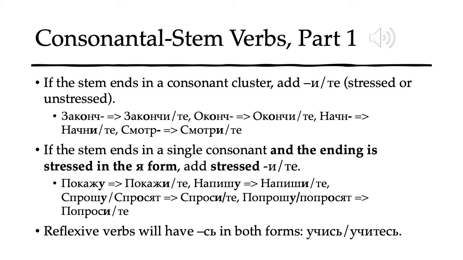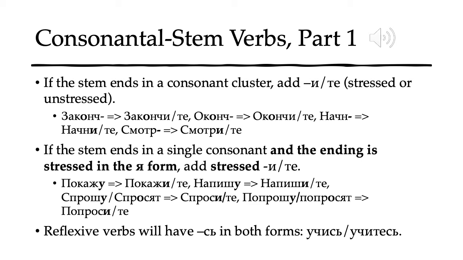The stress shifted back to the stress of the infinitive and the я form. So if the stress is on the ending in the infinitive and the я form, that's where the stress is going to be for the imperative as well. So something to keep in mind with these shifting stress verbs. And we need to know that because if the stem ends in just a single consonant and the ending is stressed in the я form, we're also going to add a stressed и or ите.